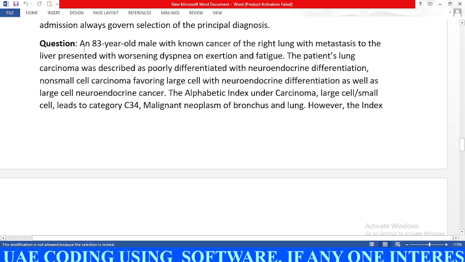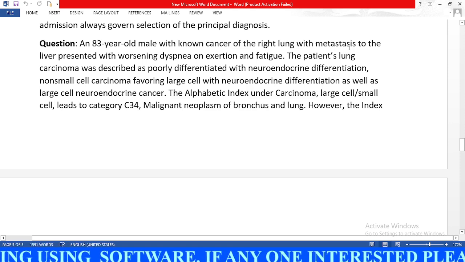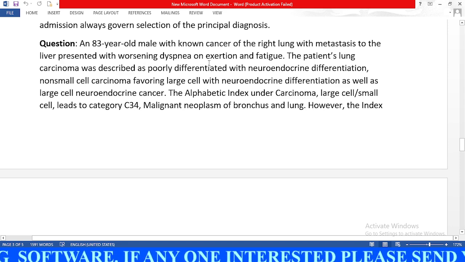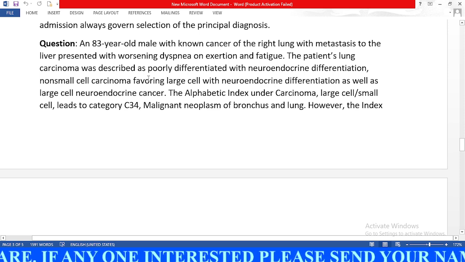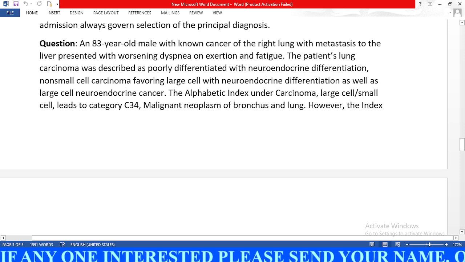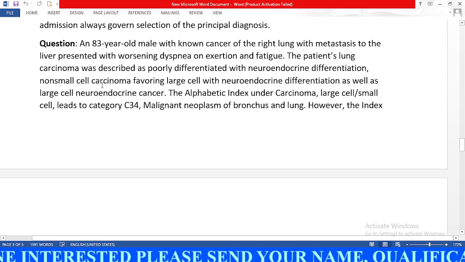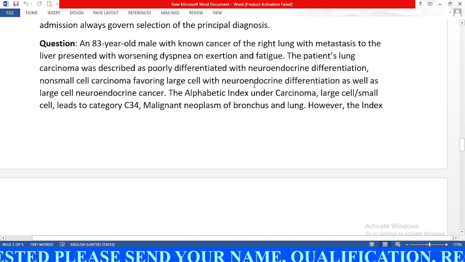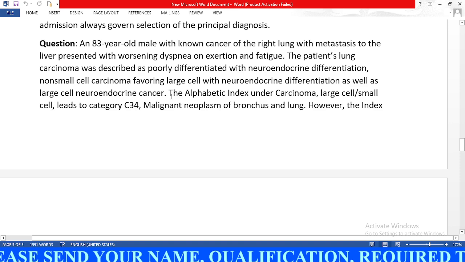Next question. An 83-year-old male with known cancer of the right lung with metastasis to the liver presented with worsening dyspnea on exertion and fatigue. The patient's lung carcinoma was described as poorly differentiated with neuroendocrine differentiation, non-small cell carcinoma favoring large cell with neuroendocrine differentiation as well as large cell neuroendocrine cancer.